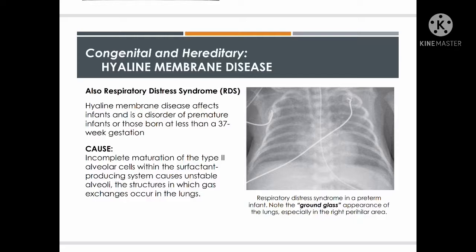The next condition is hyaline membrane disease, also known as respiratory distress syndrome. It affects infants and is a disorder of premature infants, or those born at less than 37 weeks gestation. Incomplete maturation of the type 2 alveolar cells within the surfactant-producing system causes unstable alveoli, which are the structures in which gas exchange occurs in the lungs. Infants are particularly in need of a low surface tension in the alveoli, and surfactant provides this. Its deficiency results in alveolar collapse with widespread atelectasis.